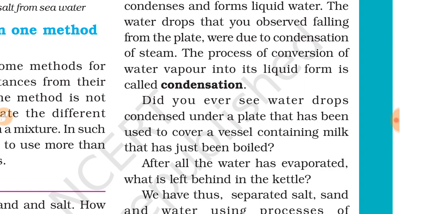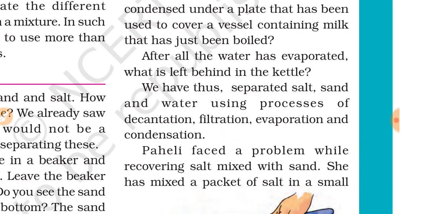Okay, and you can see when vegetables are normally made in any pan, when you cover it with a lid, you can see steam found on the lid. After all the water evaporated, what is left behind in the kettle? We have thus separated salt, sand, and water using processes of decantation, filtration, evaporation, and condensation.